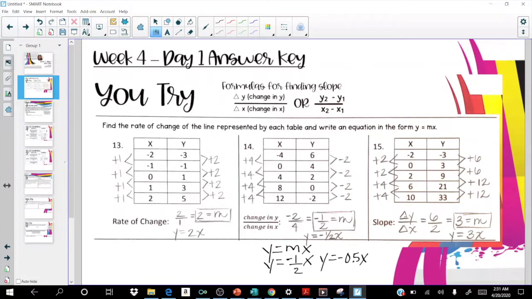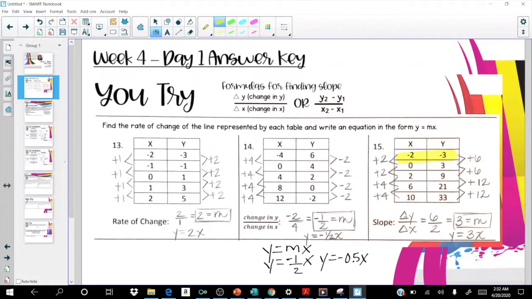Okay, and then also number 15, I wanted to note that this example looks a lot like the example we had for our guided practice in yesterday's lesson. So you have y values that are increasing, but they are not increasing by the same value. Same thing with the x values. So just like our other example, all we need to do is use one change in y over one change in x. Because even though the y values and the x values are not changing by the same value, the ratio between x and y will always be the same.